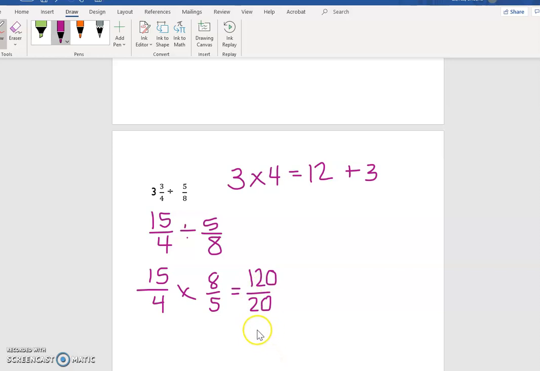And then we need to make sure that we simplify. I'm going to start by simplifying just by dividing the numerator and denominator. They both end in 0, so I know I can divide them by 10. So 120 divided by 10 would be 12, over 2 now, and 12 over 2 is equal to 6.